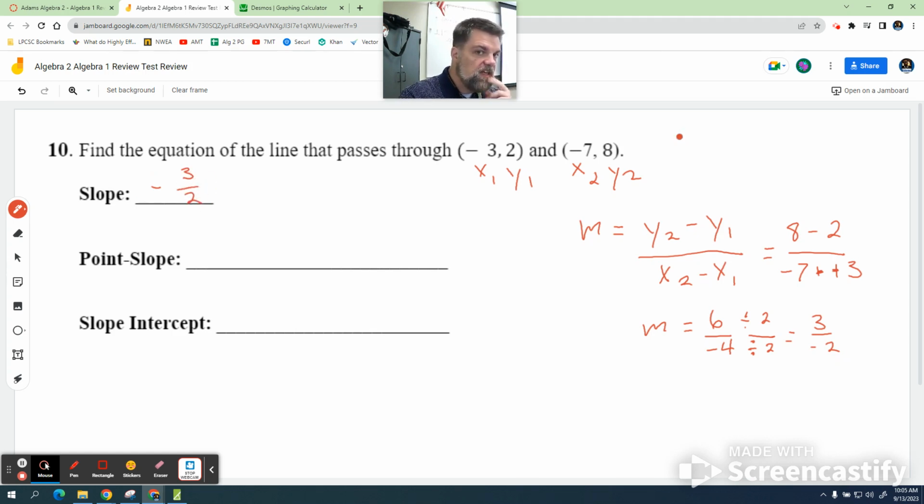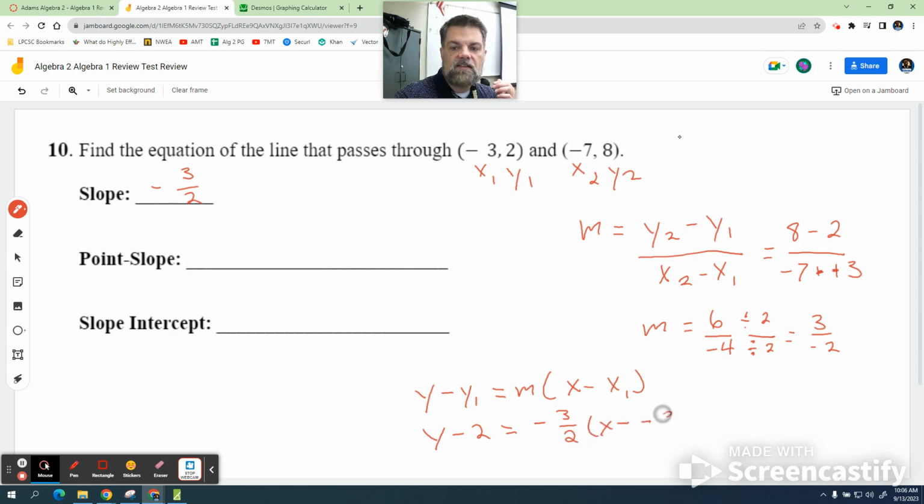Okay. All right, so now what's the point slope form? Well, I have my x1 and I have my y1. Remember that the point slope form, I'll write it down here, is y minus y sub 1 is equal to m times the quantity x minus x sub 1. And so it'd be y minus y sub 1, which is 2, is equal to negative 3 halves, that's my m, times the quantity x minus x sub 1, which is minus 3.